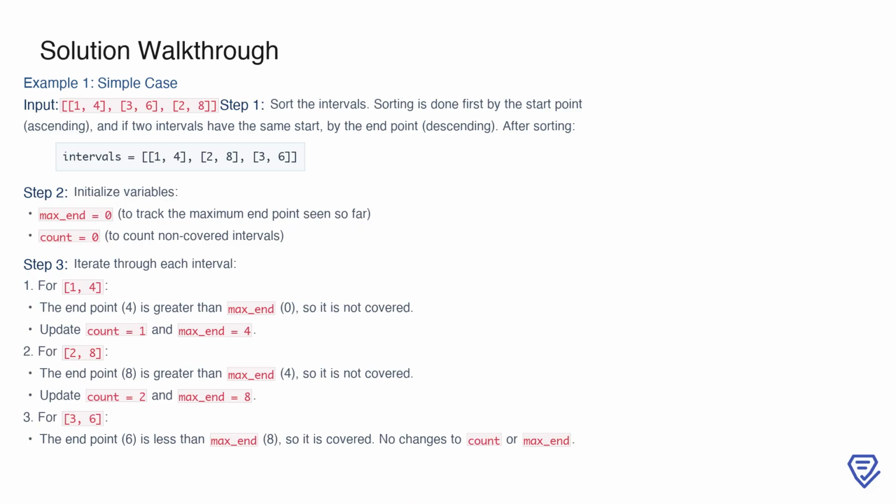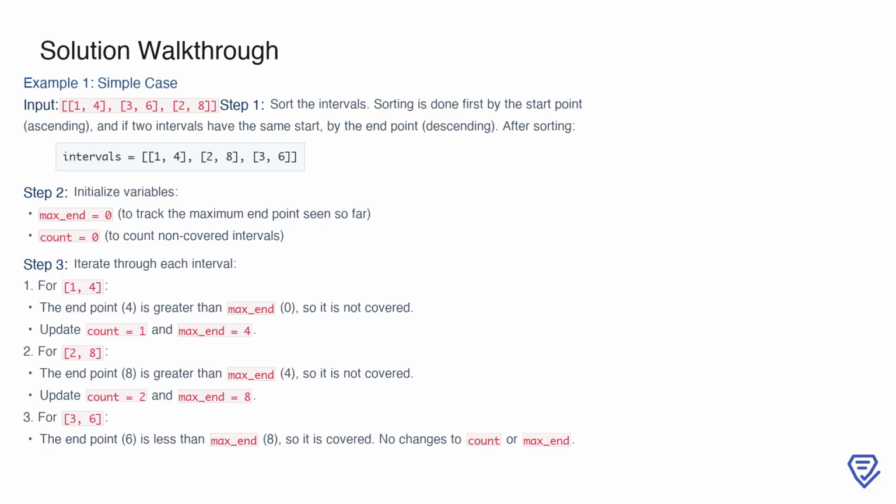We start with the first example, where the input intervals are [1, 4], [3, 6], [2, 8]. The first step is to sort these intervals. Sorting is done by the start point in ascending order, and if two intervals happen to have the same start, we sort them by the endpoint in descending order. After applying this sorting rule, the intervals become [1, 4], [2, 8], [3, 6].